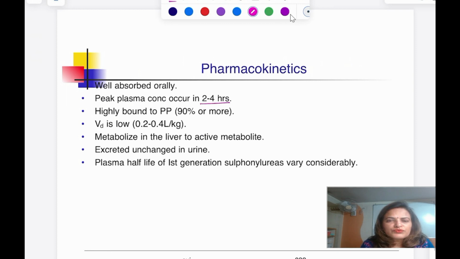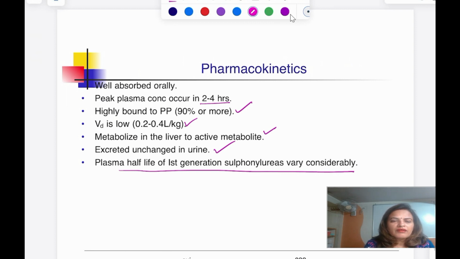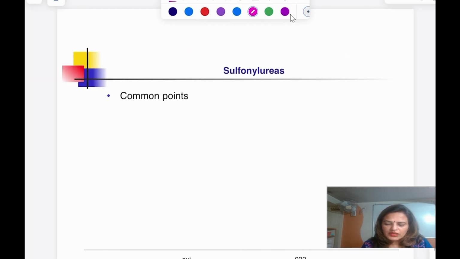Now all of these drugs are given by oral route, with the peak plasma concentration attained in 2 to 4 hours, bound to plasma protein. Volume of distribution is 0.2 to 0.4 liter per kg. It is metabolized in the liver, excreted in the urine. There is a variation seen in the half-life, and even the duration of action varies.